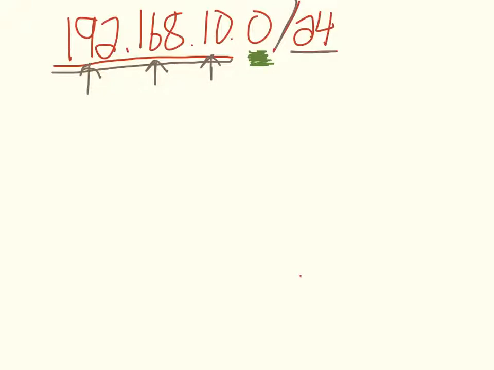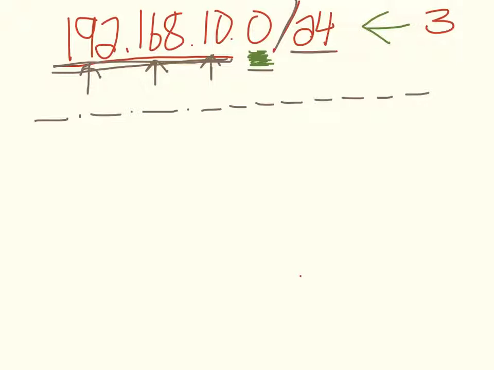Let's say we want to turn this network into at least 3 separate networks. We can't change the first 24 bits because that's what we're given, so we work with the last part. Typically I would write it this way: I'm not going to work with the first, second, or third octet, and I'm not going to change all those to 1s and 0s. Then I have 8 bits that I can work with.